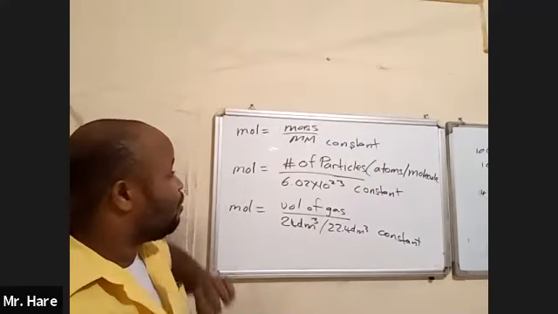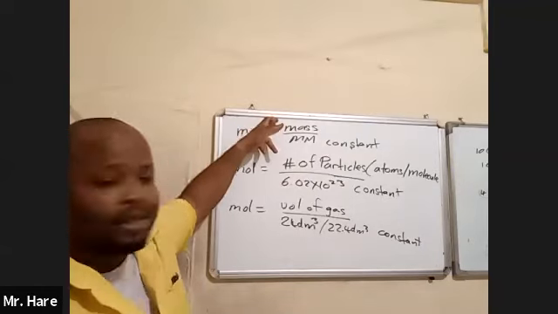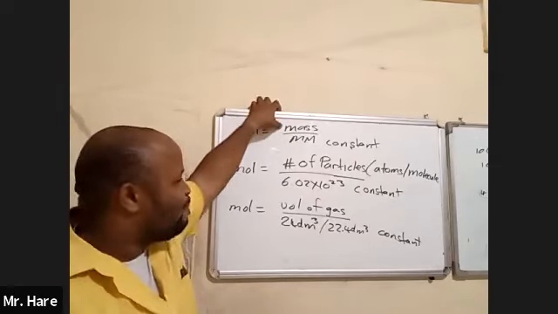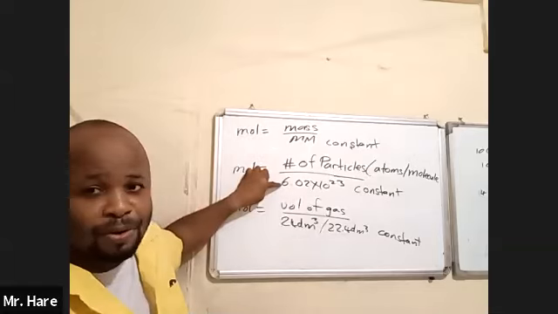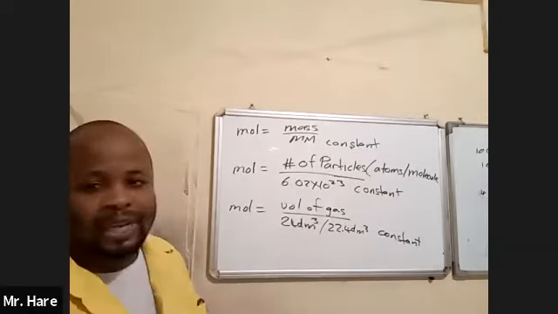So if you want to find mole, you divide. If you are given mass, the only thing that goes with mass is molar mass. So you cannot get mass and be using Avogadro's number. Don't work. You cannot get mass and be using 24 dm³.